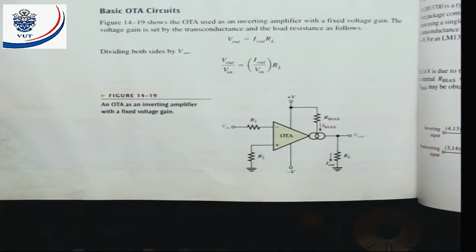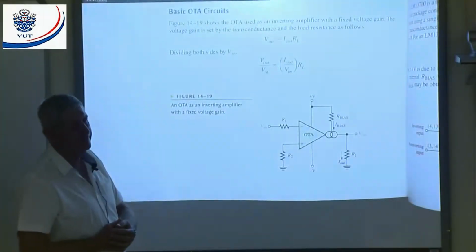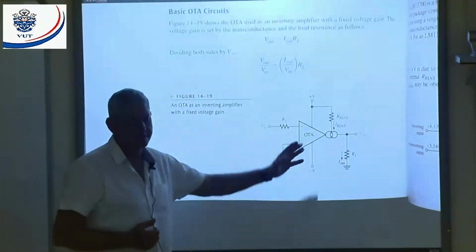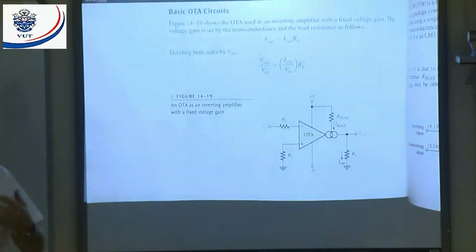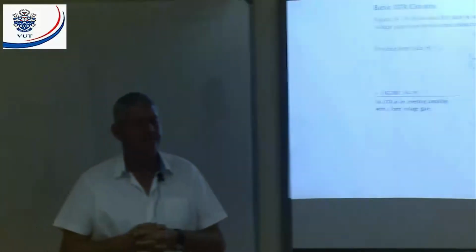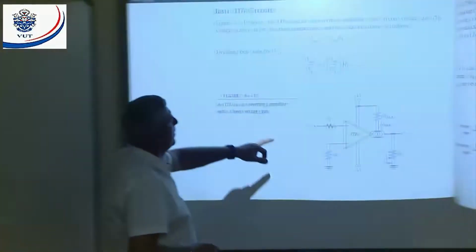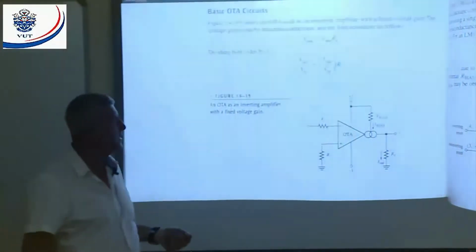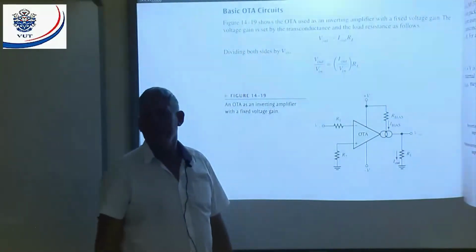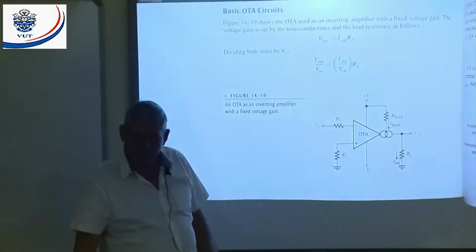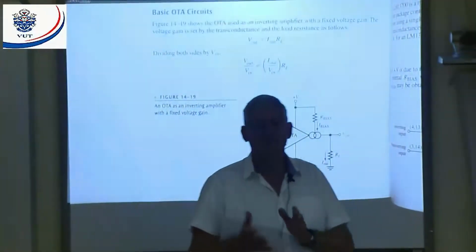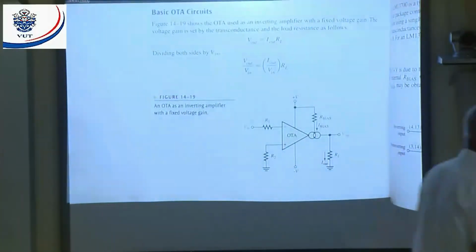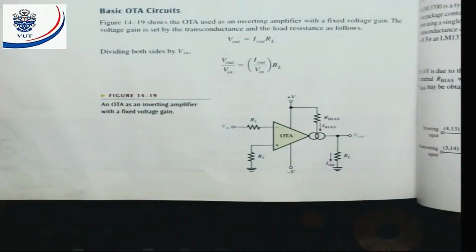Here, why do they tell us this thing has a fixed gain? How do I vary the gain of an OTA? What do I vary to vary the gain? By varying my bias current. By varying my bias current, I can vary the gain of the OTA. Why do they say it's a fixed gain? Because I have a fixed bias current. Just remember, by varying the bias current, you can vary the gain. You with me?